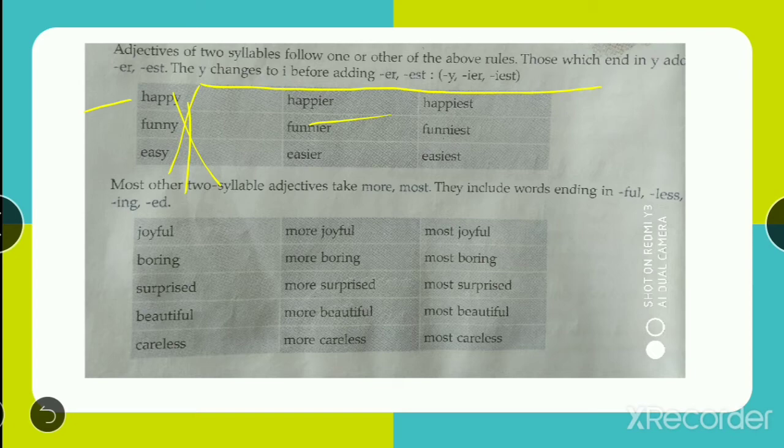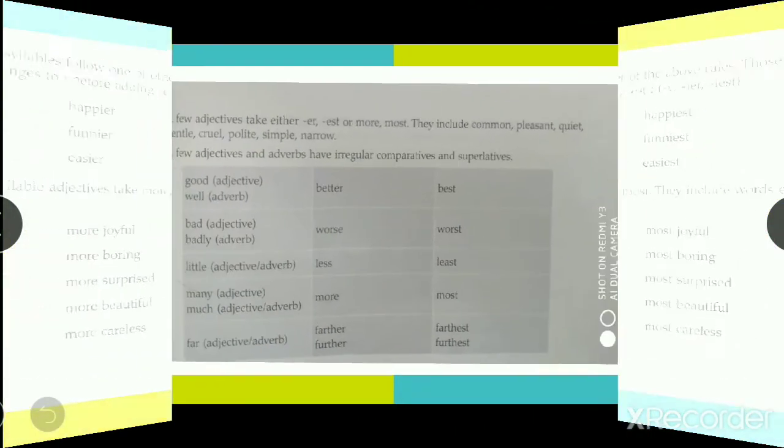Is it understood? Next, most other 2 syllable adjectives take more or most. They include words ending in full, less, ing or ed. Now if you have any word with ful, ing, ed, less, with them you cannot add er or est. With such words you have to always use more for comparative, most for superlative. Is it understood? Yes. Now let me move to the next page.